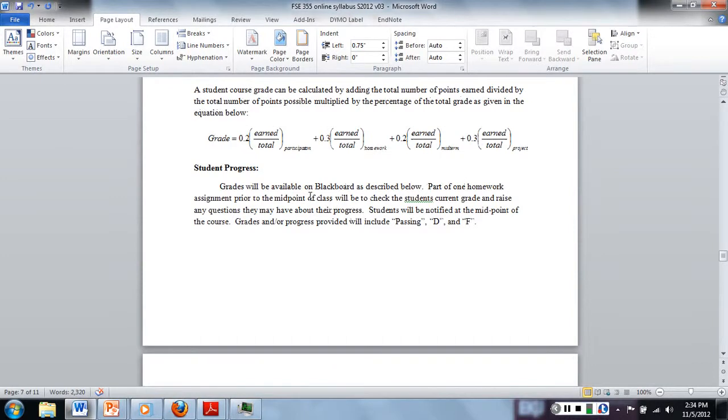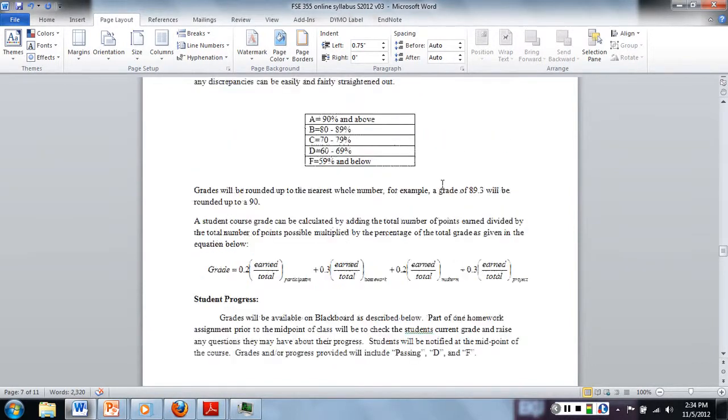Anyway. Okay, so we're going to use this equation. Basically, you take your total number of points earned divided by the total number of points possible for participation, multiply that by 0.2 or 20%. Same thing for the homework, except you multiply it by 0.3 or 30%. And the same thing for the midterm and the project.